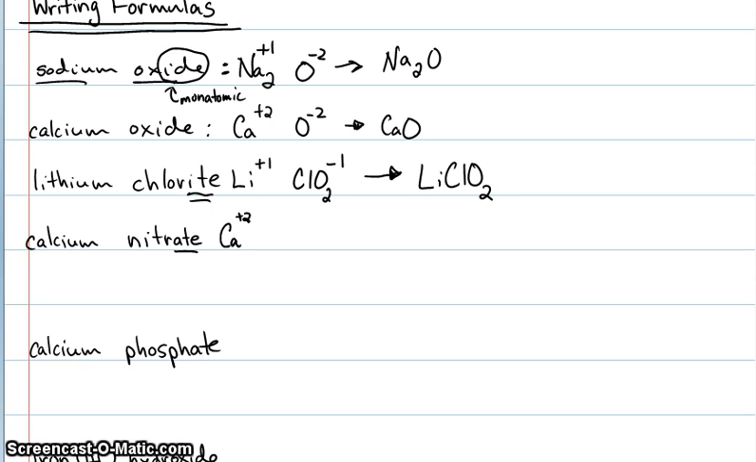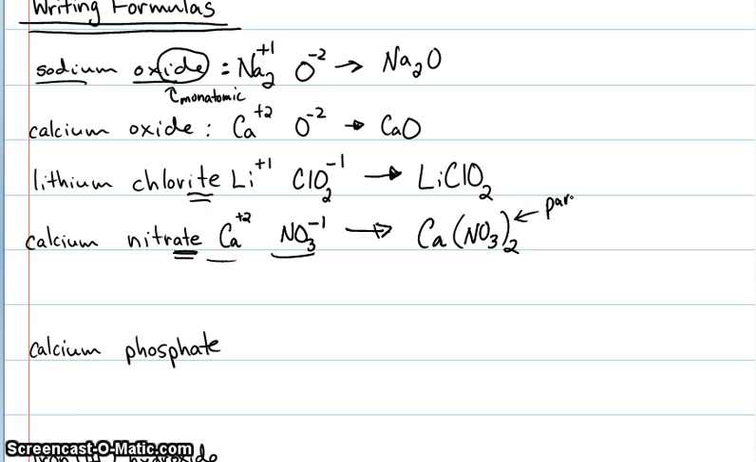Calcium has a plus 2 charge. Nitrate, that is an ate, so that's a polyatomic: NO3 minus 1. So how many minus 1s balance a plus 2? Did you say 2 minus 1s? If you did, you are correct. So we say Ca(NO3)2.